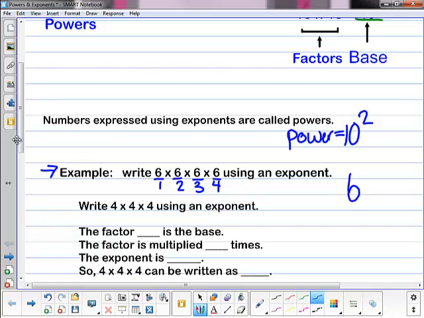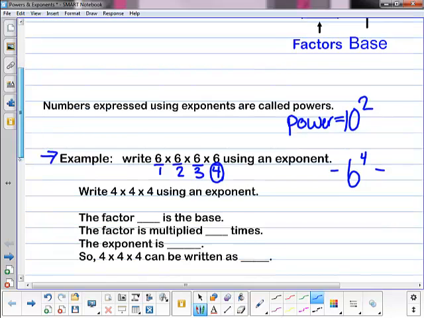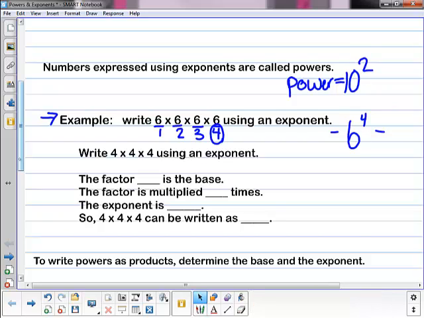So the first step we want to do is write our factor, which will be 6, because 6 is the number that's being multiplied. Then, how many times are we multiplying 6? 4. So your exponent will be the little number telling you how many times to multiply your factor, or your base. Okay? So the answer to the first example would be 6 to the power of 4. There's really no other way to say that. All right. Let's move on to our next example.